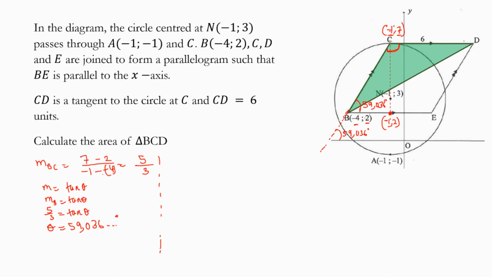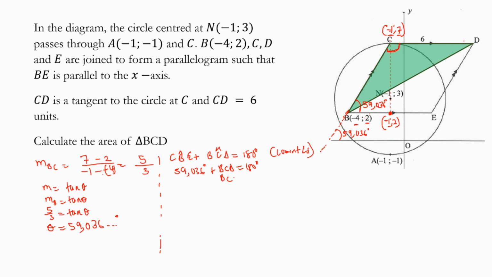Now we found this angle here, which is 59.036. Let's say angle CBE plus angle BCD should be equal to 180 degrees because they are co-interior angles. So 59.036 degrees plus BCD is equal to 180 degrees.